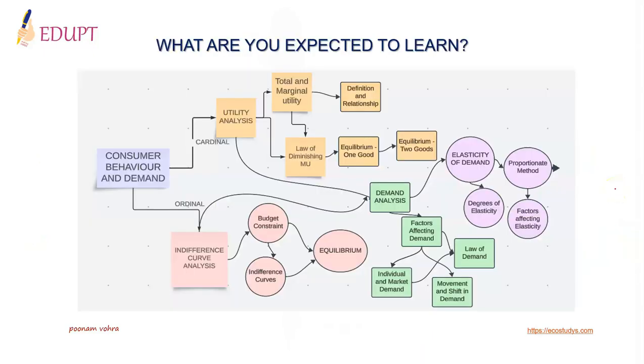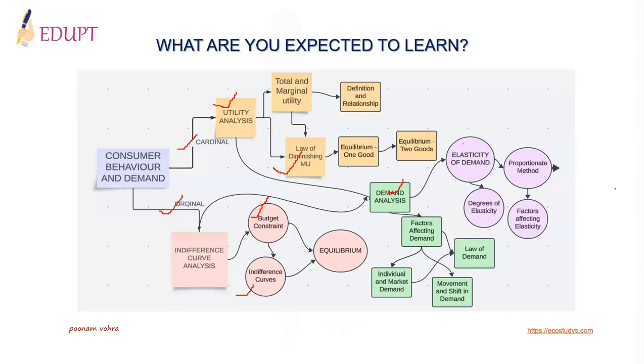In this unit of consumers' behavior and demand, you will understand the difference between the cardinal and ordinal approach. You will understand the basic concepts of utility, budget constraint, indifference curves, marginal rate of substitution, demand, and elasticity of demand. You will also analyze the reason for the eventual decline in marginal utility as more and more goods are consumed through the law of diminishing marginal utility.